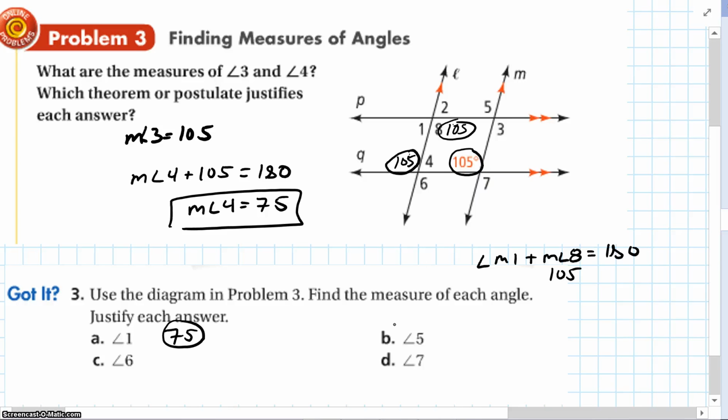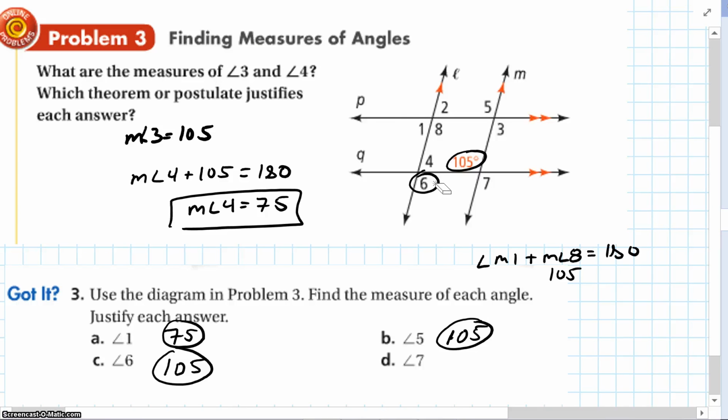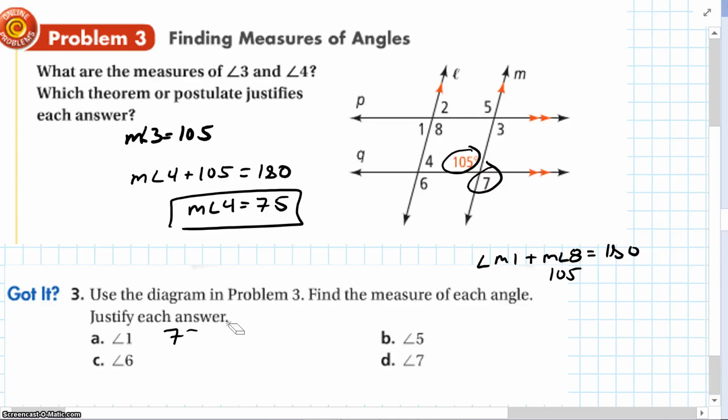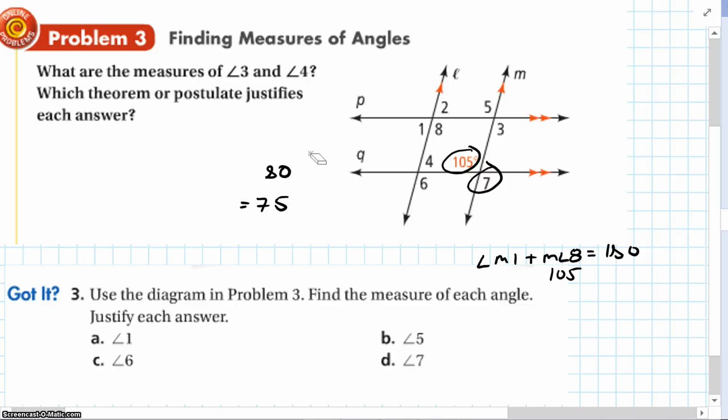B, the measure of angle 5. Well, it's corresponding with 105 here, so the measure of angle 5 has got to be 105. The measure of angle 6, well, we have alternate interior angles, so the measure of angle 6 must be 105. And the measure of angle 7, well, 105 and angle 7 are vertical angles, so it must be 105. Okay, moving on to the next one.